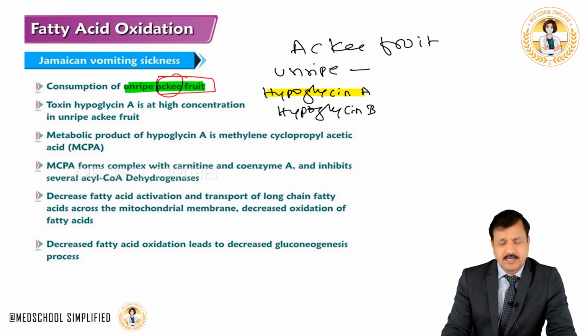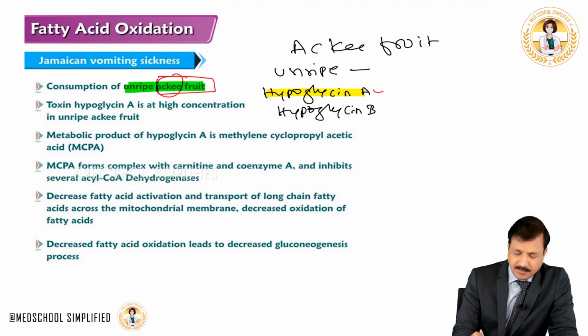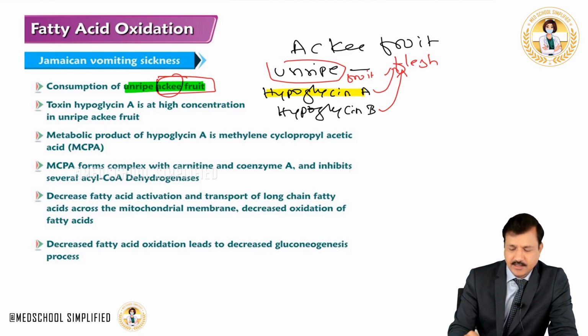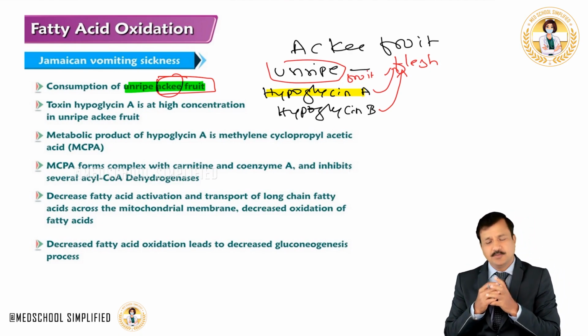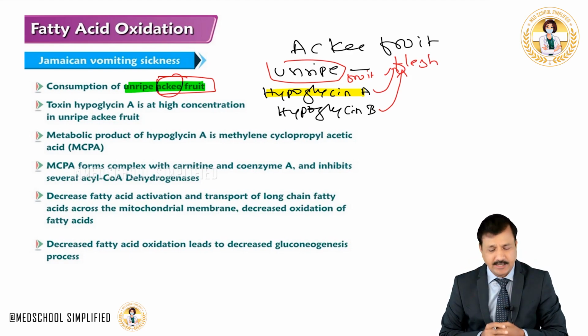Whenever a fruit is unripened, both hypoglycin A and hypoglycin B will be present in an increased concentration in the flesh of the fruit. It will be there in the flesh when it is an unripe fruit. That means whenever an unripe fruit is consumed, hypoglycin A and hypoglycin B get into the body.